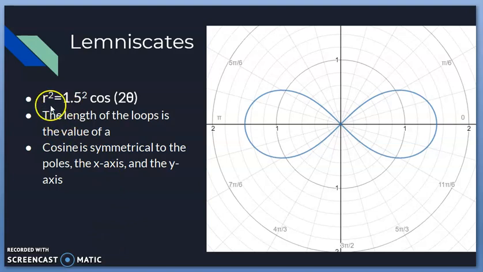So cosine here, we have r squared is equal to 1.5 squared cosine 2 theta. So cosine goes through the x-axis. The length of the loop corresponds to the value of a. This is 1.5. And cosine is symmetrical to many things: the poles, the x-axis, and the y-axis. Let's look at another example.